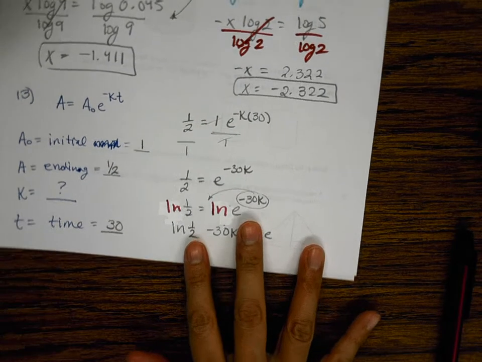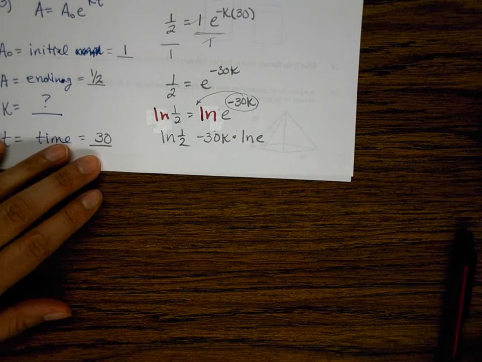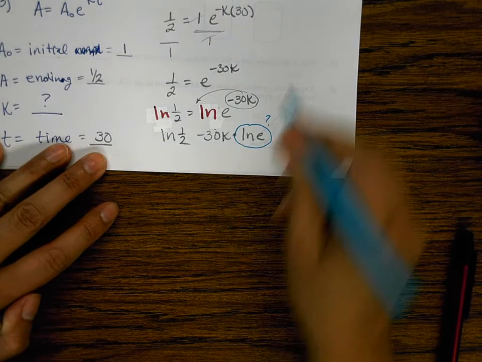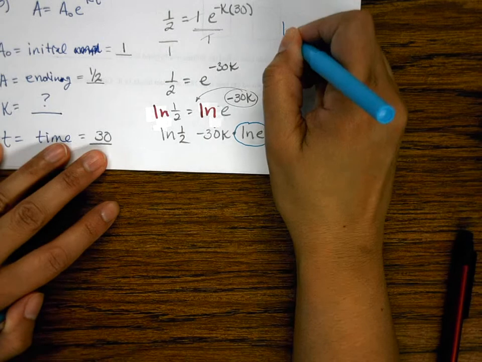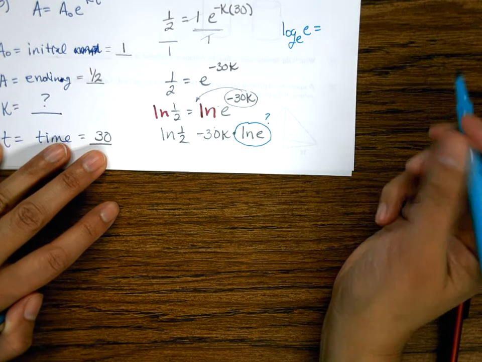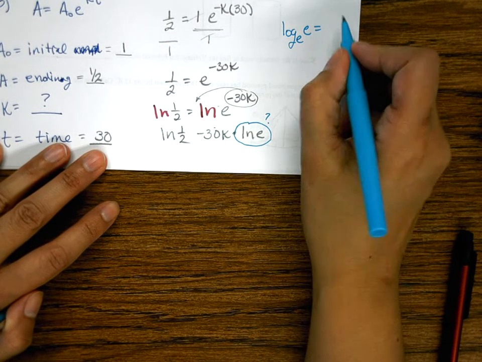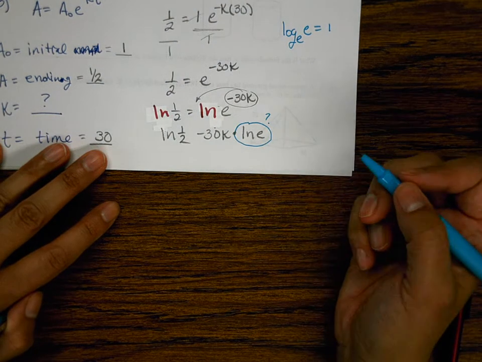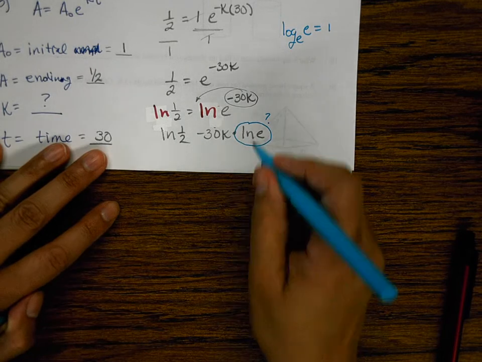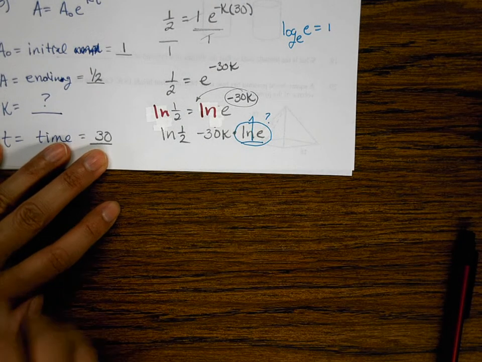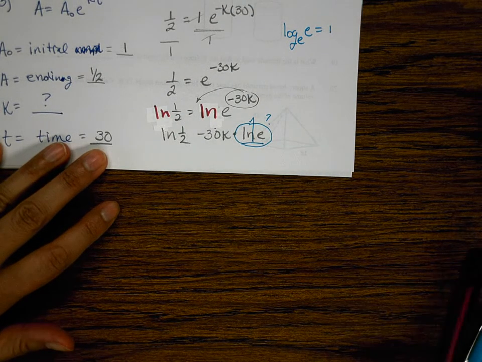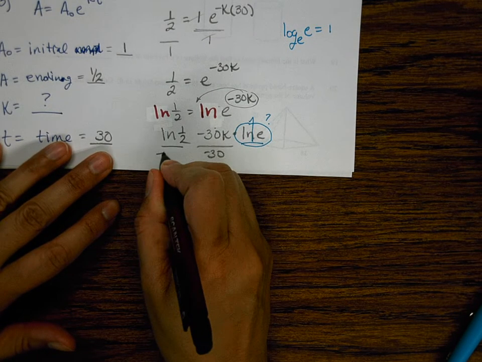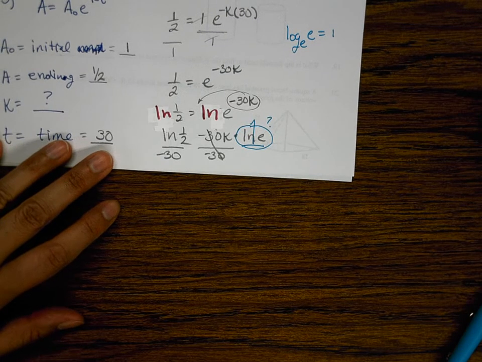Something to think about. What is ln of e? Remember, ln is log base e. So log base e of e equals what? E raised to what power is e? That would be 1. Log base 10 of 10 is 1. Log base 5 of 5 is 1. Log base e of e is 1. So this is a big 1 in disguise. 1 is the multiplicative identity, so I don't have to worry about it. I'm going to divide both sides by negative 30 and plug that in the calculator.